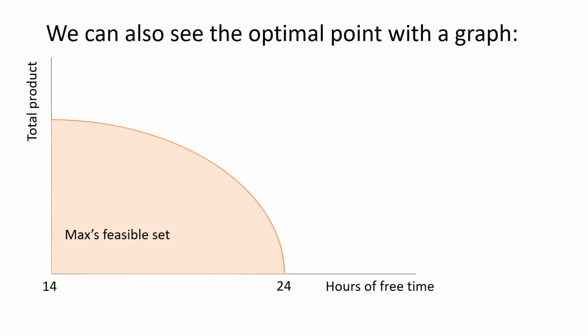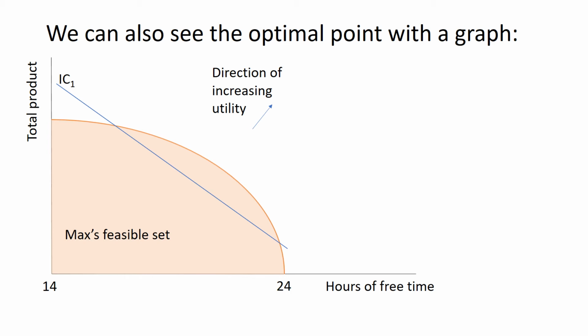We can also see this by plotting it in a graph. Remember that the total product is the same as total earnings in this example, and Max's utility increases as he gets more total product and/or more hours of free time. An indifference curve shows all the combinations of total product and free time that give Max the same level of utility.